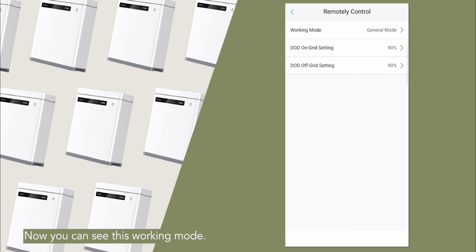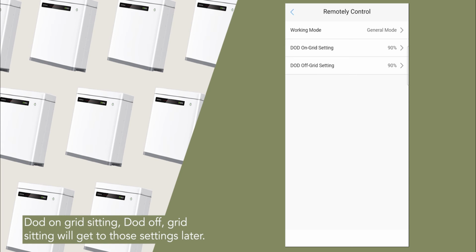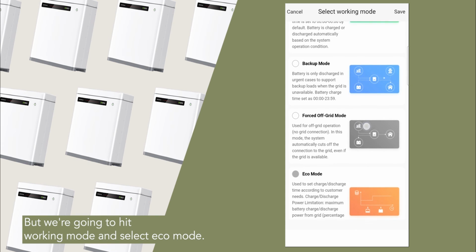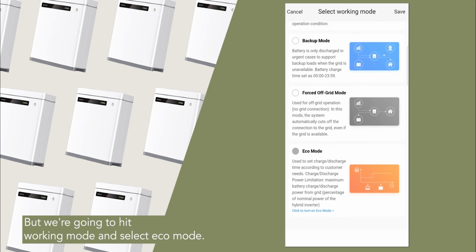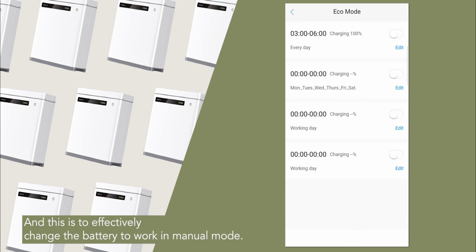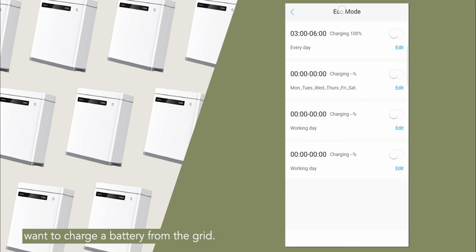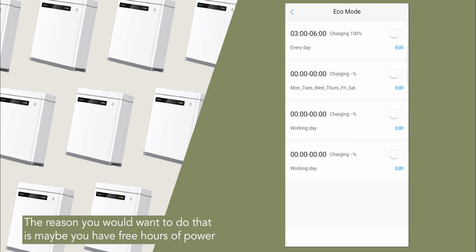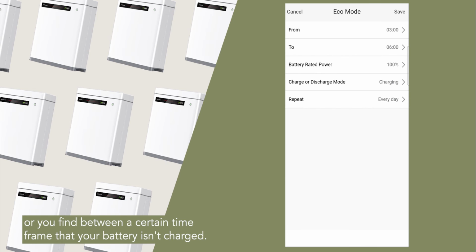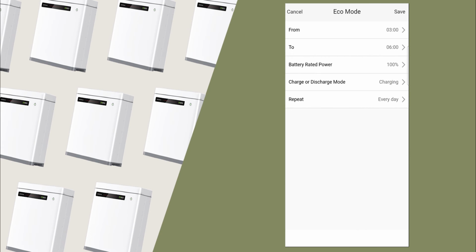Now you can see there's working mode, DOD on-grid setting, DOD off-grid setting. We'll get to those settings later, but we're going to hit working mode and select eco mode. And this is to effectively change the battery to work in manual mode. Now with eco mode, we get to select times where we maybe want to charge our battery from the grid. The reason you would want to do that is maybe you have 3 hours of power, or you find between a certain time frame that your battery isn't charged.